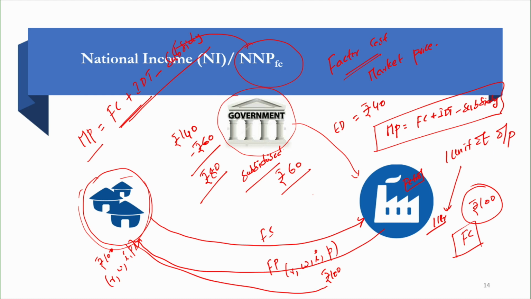So, now how could I rewrite this? Let us say NNP at factor cost. So, how would you compute NNP at factor cost? So, just reshuffle the formula, isn't it? It is given by NNP at market prices minus indirect taxes plus subsidies. This gives the formula to compute NNP at factor cost. Why is it NNP at factor cost in general referred as national income? Now, coming back to this case.